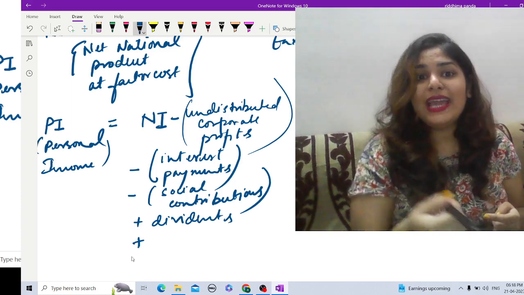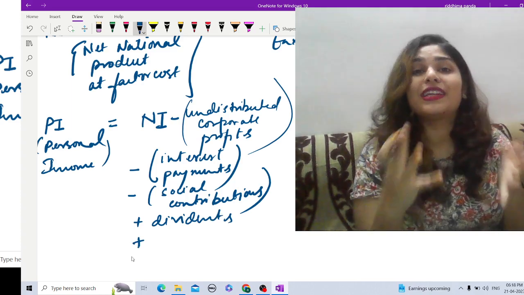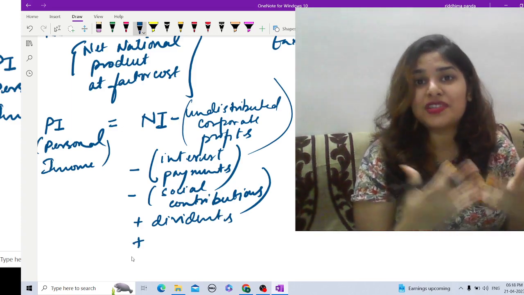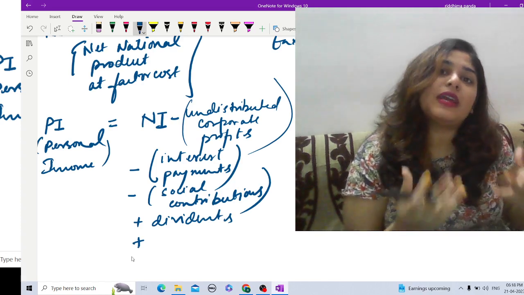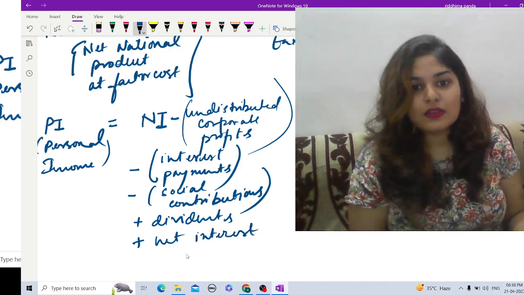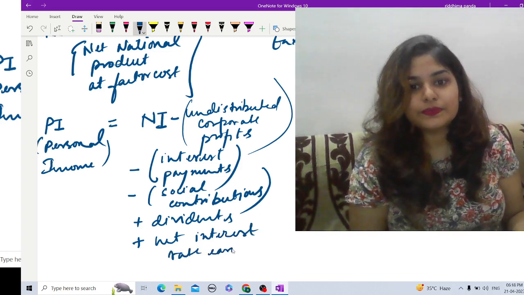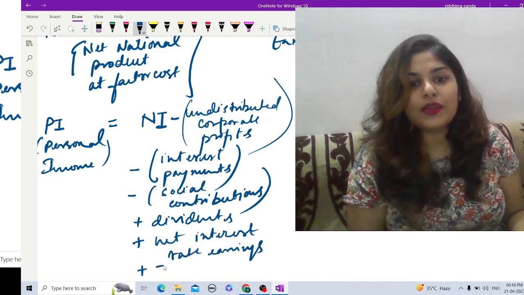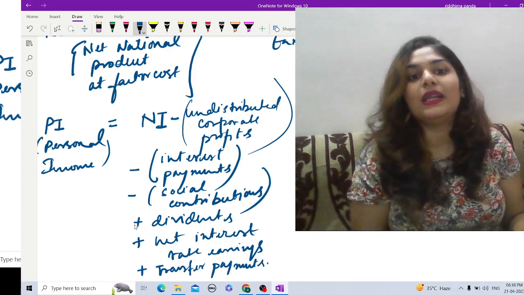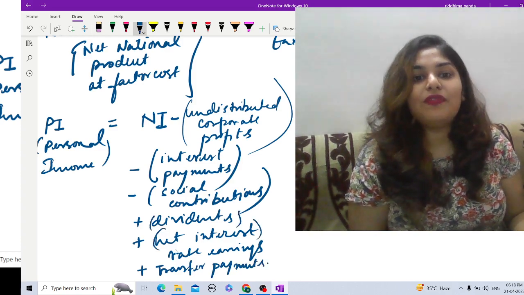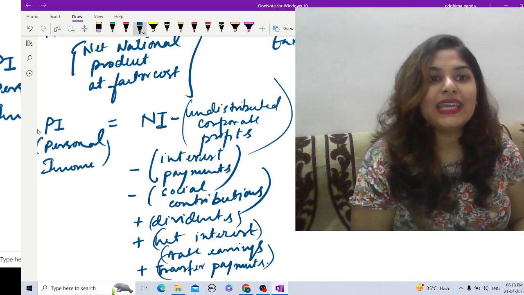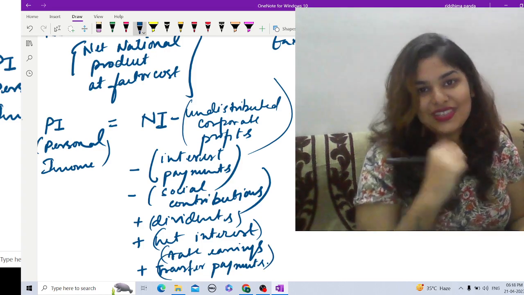Plus what else? Like you are paying interest, you are also gaining interest, say from different types of capital, bonds, shares or property that you have. So you can earn interest. So net interest earnings. And finally, let's write down the transfer payments. Transfer payments like pension, etc., the money that you receive from the government. So if we add and subtract these factors from national income, I can calculate the personal income of an individual.